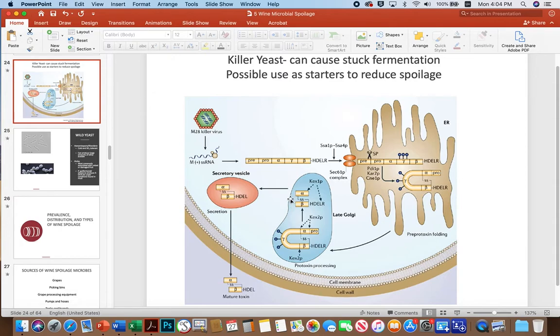Once it's in this form, this is the active form of the toxin. It can be packaged in a vesicle or a secretory vesicle and then shot out into the world. And then this mature toxin could punch holes into rival yeasts.